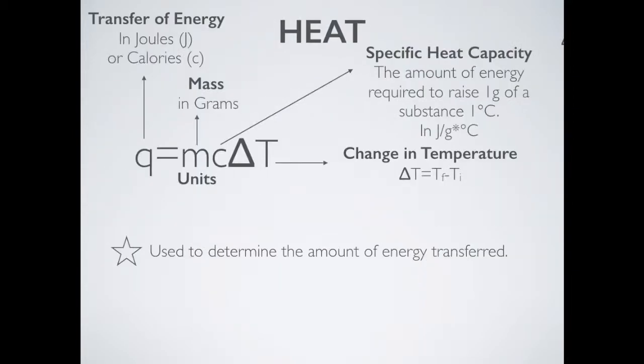Let's dig deeper into what heat is. Heat can be calculated, and it's a certain number. Q stands for the transfer of energy, so heat, and it's in joules or calories. It's equal to mass in grams times a specific heat capacity, which is the amount of energy required to raise 1 gram of a substance 1 degree Celsius, and times delta T, which is the change in temperature. And this is used to determine the amount of energy transferred in joules or calories.